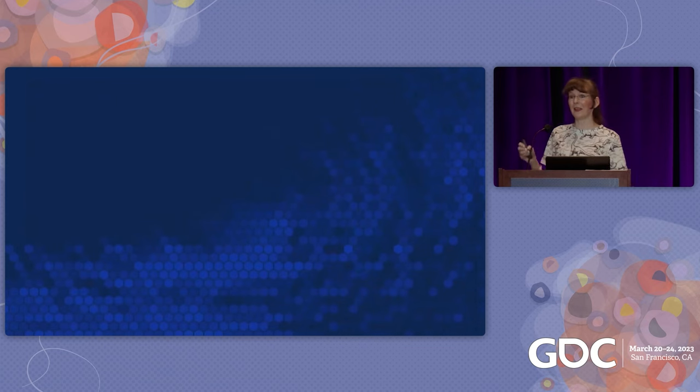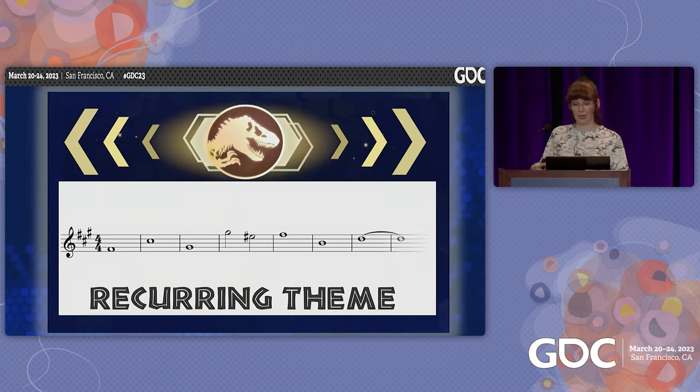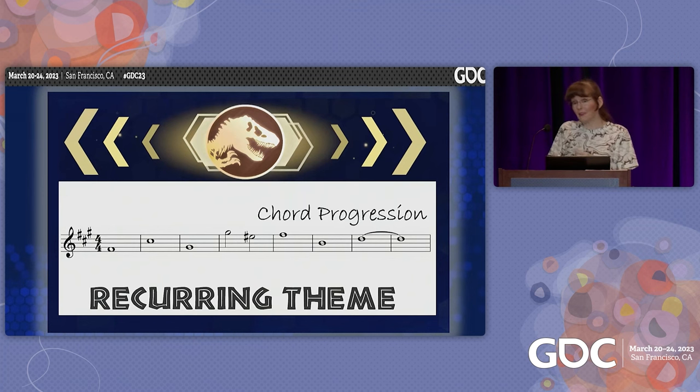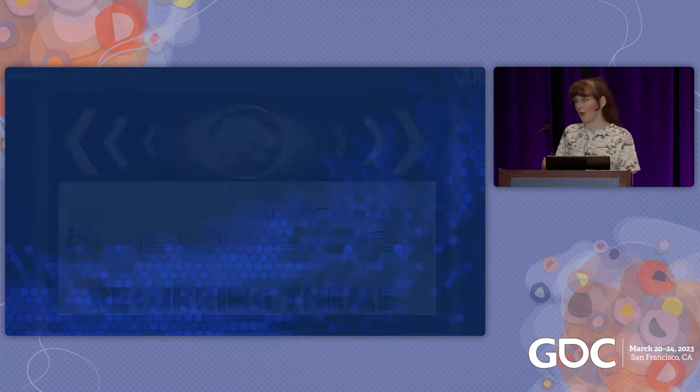Now let's listen to a version of that same theme in which the underlying structure moves through a complex chord progression. Now, while these chords support the tumultuous nature of the combat music, the recurring theme provides momentary relief from all the chaos.